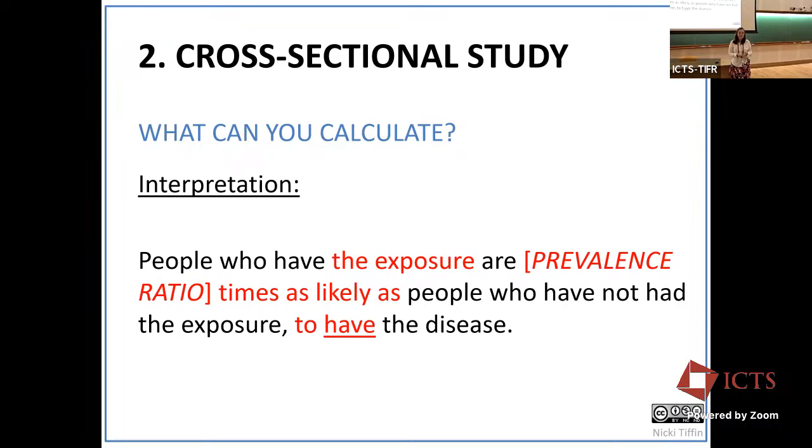So when you interpret the ratio, the stock interpretation is that people who have the exposure are, depending on your prevalence ratio, maybe it's 2, are 2 times as likely as people who have not had the exposure to have the disease. It allows you to do some comparisons. And of course, you would have a p-value, statistical measure, et cetera, that come with the statistical test.